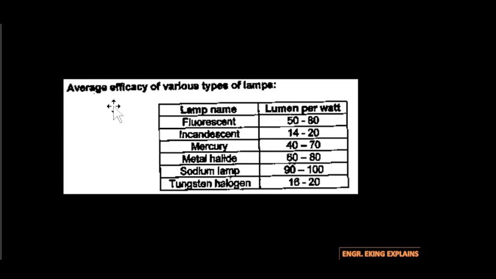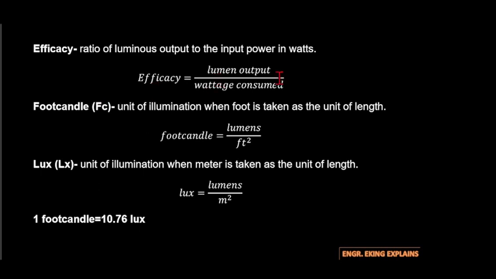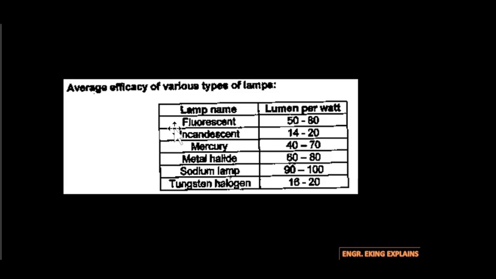Okay, so the average efficacy of various types of lamps. We know that efficacy is lumens per watt, lumens output over wattage consumed. For a fluorescent lamp, that is 50 to 80. Incandescent lamp is 14 to 20. Mercury 14 to 70, metal halide 60 to 80, sodium lamp 90 to 100, while tungsten halogen is 16 to 20.